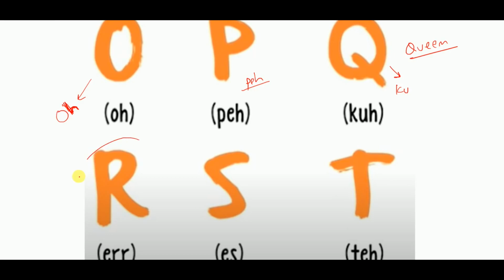Now, this is a deciding factor. Don't call it as R. It is Arr. You have to give additional pressure, additional energy to pronounce this character. For example, if I were to say radio, it is radio. Somebody please speak out this word.